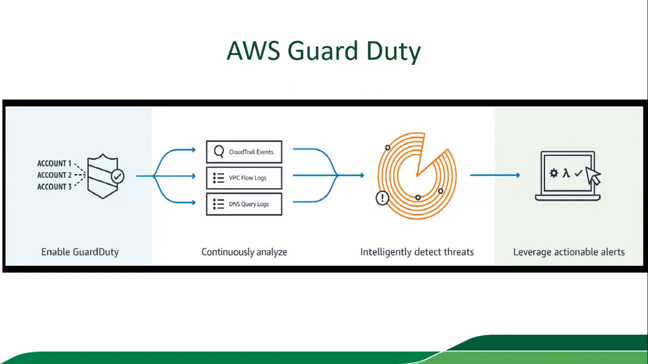right? So very interesting service. It uses AWS machine learning engines to detect what is normal traffic and what traffic is coming from an unusual source. Based on that, the threats will be detected.